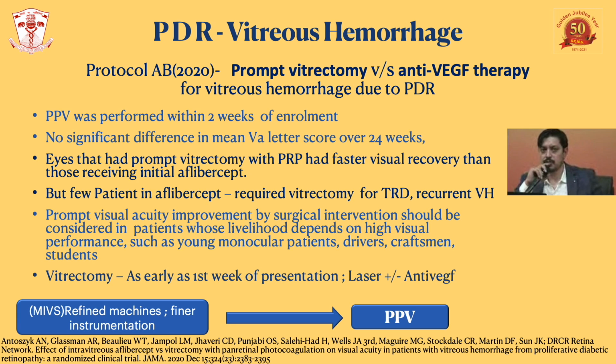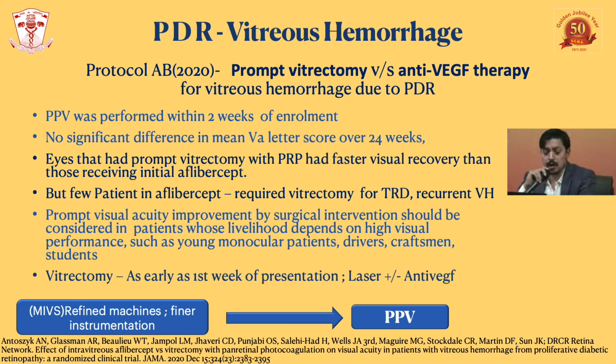So what does the evidence show? What does the evidence say about prompt vitrectomy? Protocol AB released this data in 2020, which says that in the patients in which they performed prompt vitrectomy, even within 2 weeks from the date of enrollment or from the time the patient presented with symptoms, they had a better visual recovery. And in fact, the other arm of the study, which received only aflibercept, required vitrectomy for TRD. So eventually the patient ended up having a PPV.